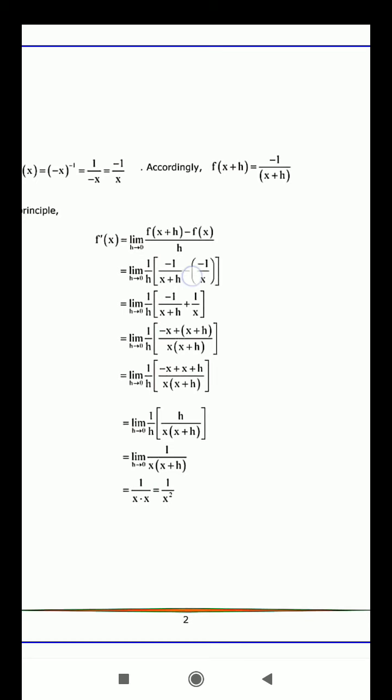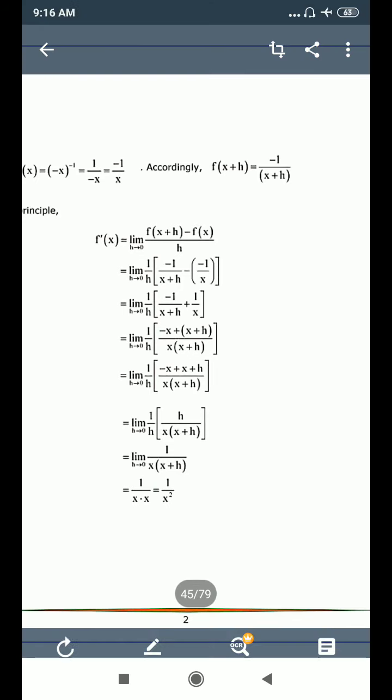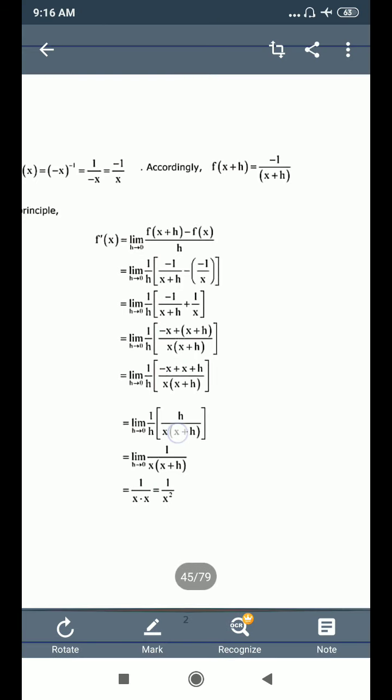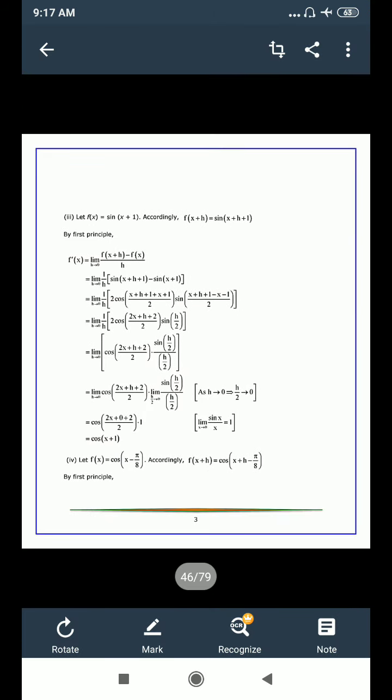Take the LCM of x and x plus h. On taking LCM, it will become minus x plus h upon x into x plus h. Open the bracket, you will get minus x cancelled out with the other x, plus x. So it is h upon x into x plus h. One h is there outside the bracket, so this h will cancel out this h. You are left with limit h tends to 0, 1 upon x into x plus h. Put h equal to 0, and you will get 1 upon x square as the answer.